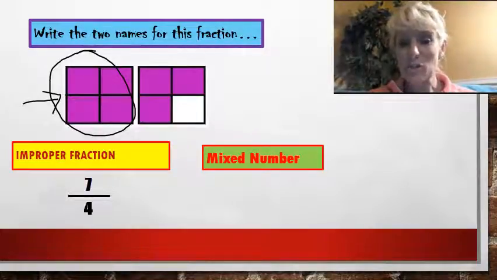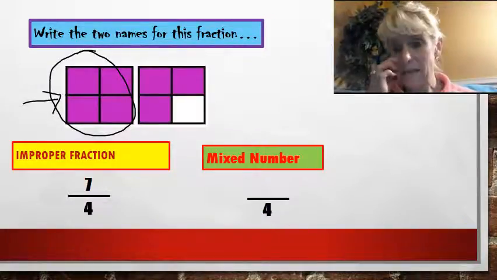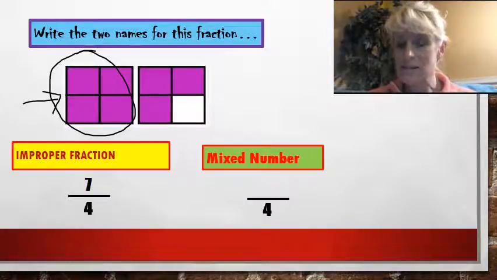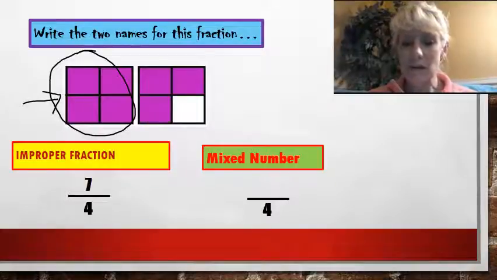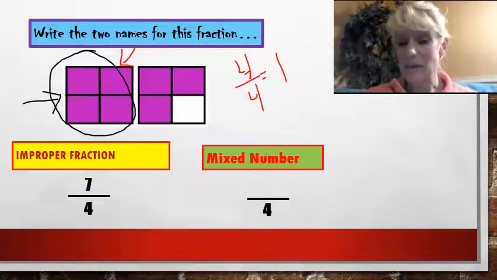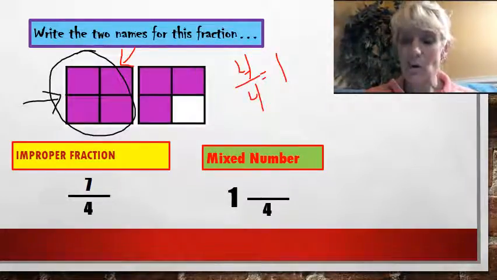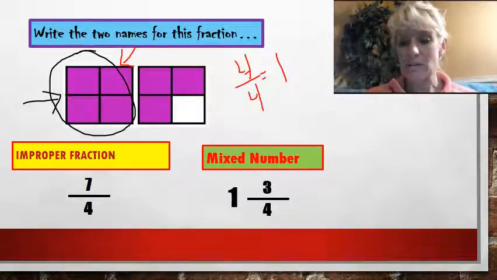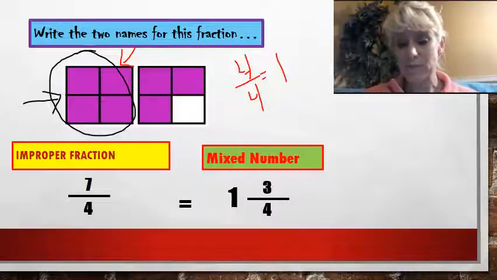Now we can change this to a mixed number. First thing I want you to remember is that a mixed number always has the same amount of parts as the improper fraction. So it also has 4 parts. But if you will notice, on the 4 parts, these are all filled in. That means that you have 4/4, which equals 1 whole. And then you have some extra. So we have 1 whole and 3/4. And we know that those two are equal because it's just the two names for them.